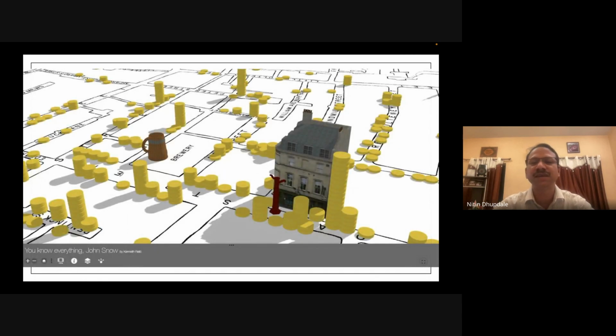So now you can see here this is Broad Street, and here is the pump. The water pump, the Broad Street pump. He removed the handle of this pump, and these are the deaths. These are the number of deaths occurring in the houses nearby the pump.